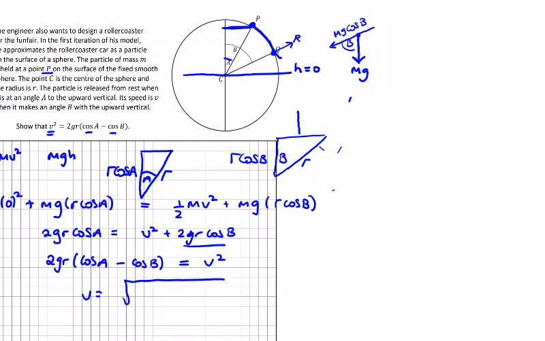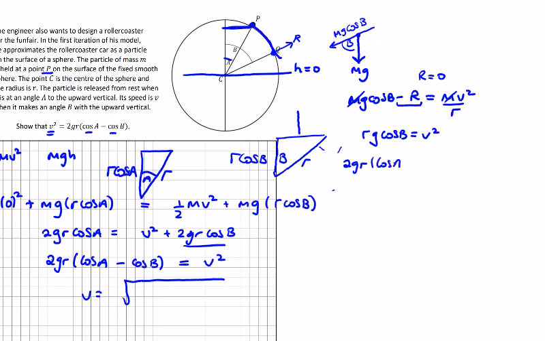So what have we got? We're going to have mg cos beta minus the reaction is equal to the force directed towards the center, mv squared over r. We know it falls off, so the reaction R is equal to 0. We can divide by m, and we can multiply by r. So r g cos beta is equal to v squared. We have v squared down here in a different format, so let's equate them. 2g r by cos A minus cos B is equal to rg cos beta.